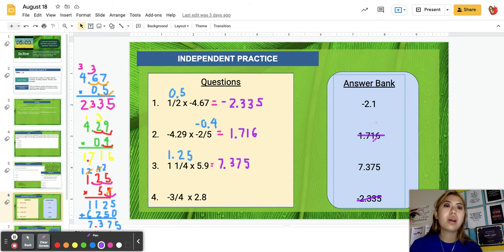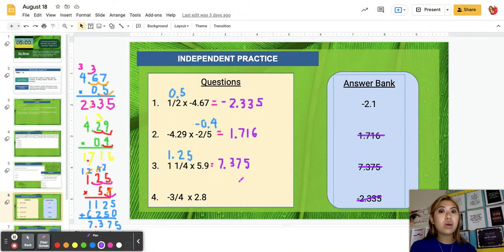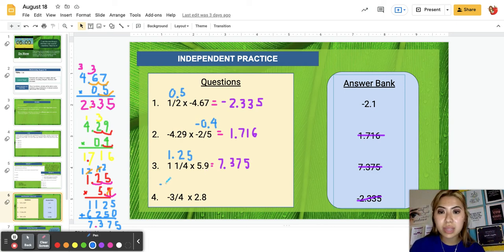Okay, so we can see that our last answer is going to be negative 2.1, but let's say we didn't have this answer bank right here, right? Think about what is negative 3 over 4 as a decimal. So you guys can either work it out, or maybe you guys have it memorized because your past teachers made you memorize it. Okay, so you should have been thinking that it is equal to negative 0.75.